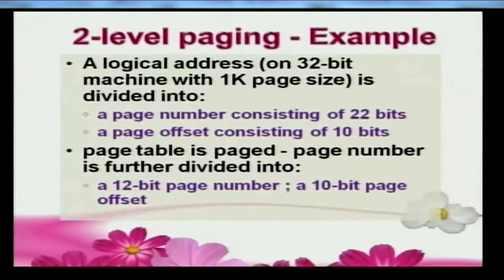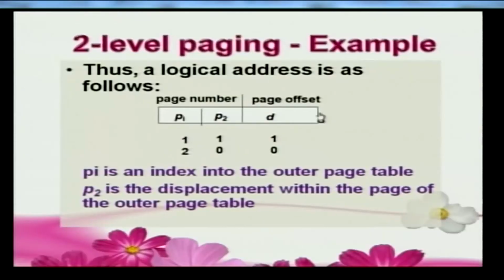Page table is also paged. Because we are following a 2-level paging scheme, the page table is also paged, and therefore there needs to be an outer page table, and therefore we extract 12 bits out of these 22 bits. We extract only 12 bits for the page number and 10 bits for the offset. This 12 plus 10 corresponds to the 22 bits as a page number. In this 2-level paging example, this is how the organization of bits in the logical address is.